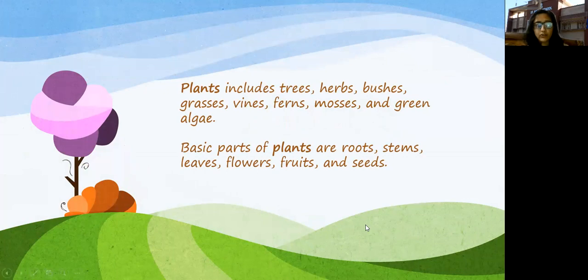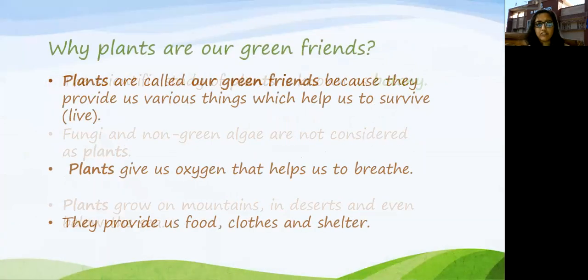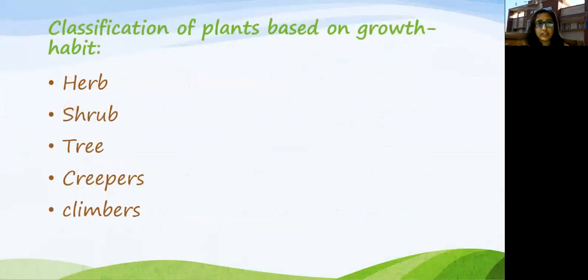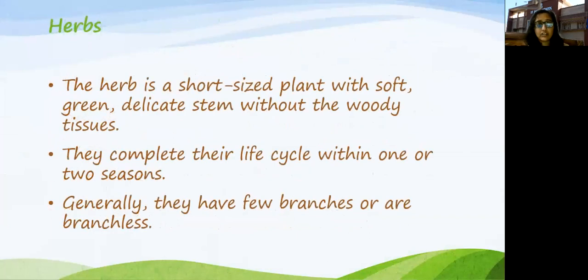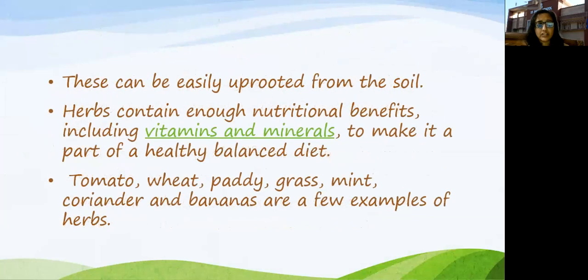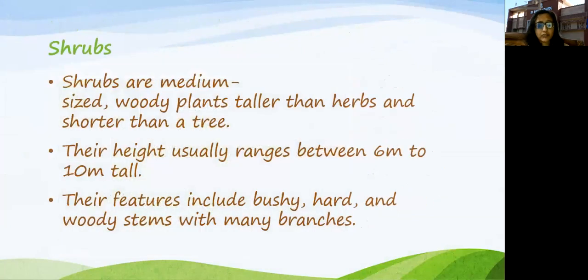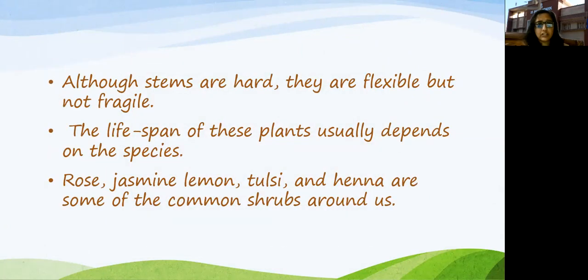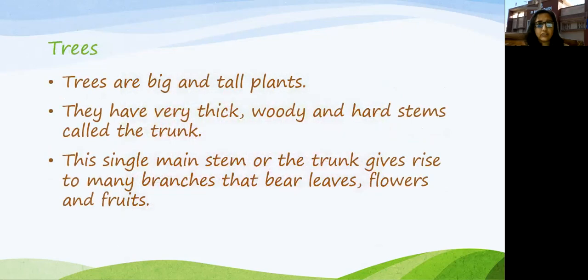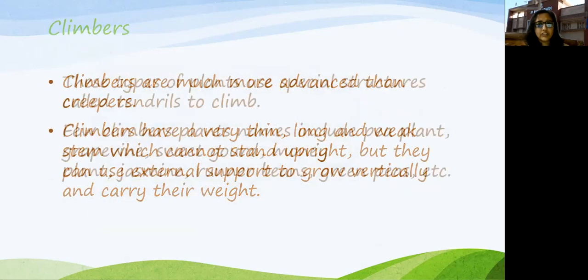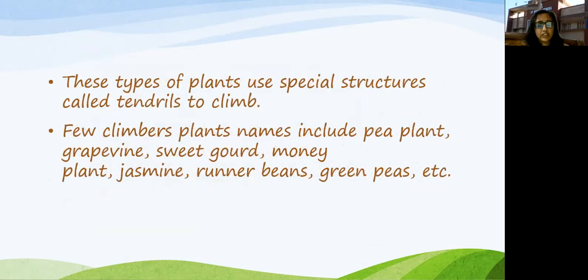So plants, you all know that the scientific study of plants is called botany. These plants are called our green friends. Then we did classification of plants based on their growth habit. Fine. So shrubs, herbs, trees. Then climbers. So here, tendrils.